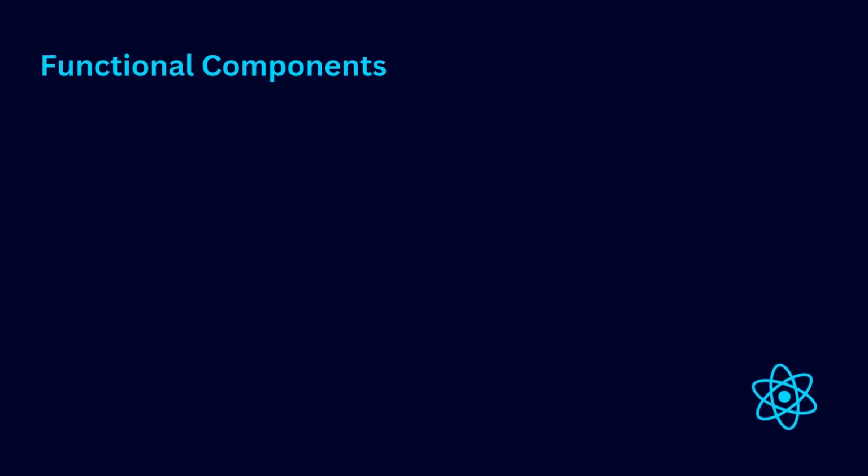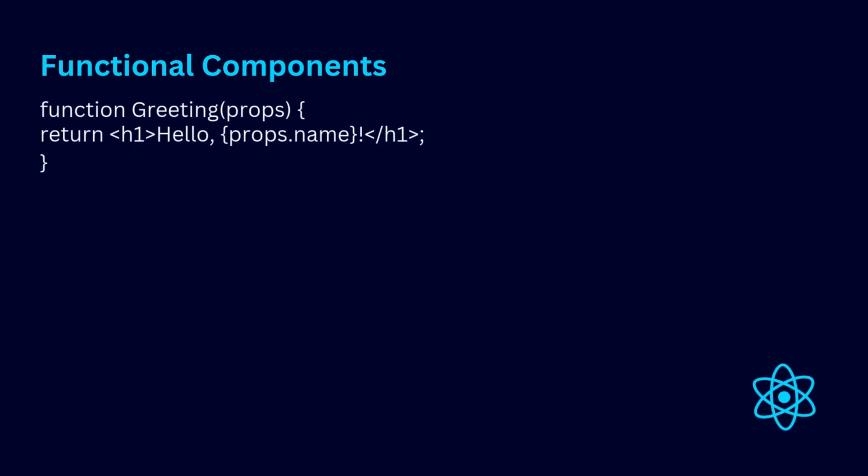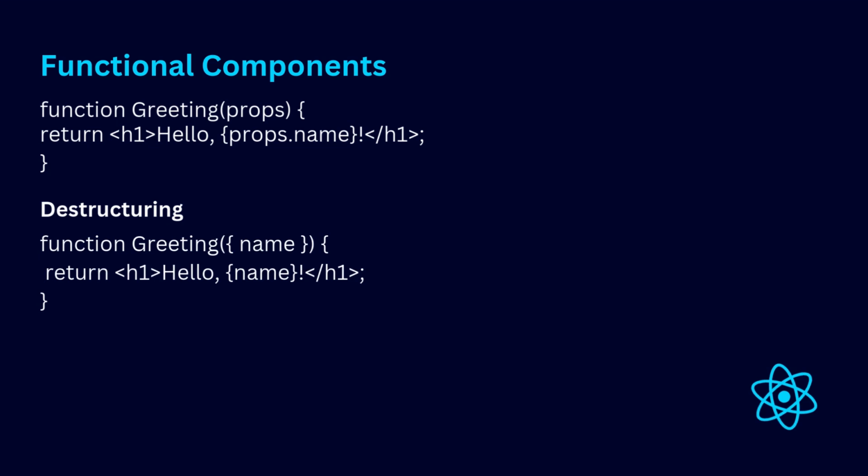First up, functional components. A functional component is just a regular JavaScript function that returns JSX. Here is an example: function Greeting(props) { return <h1>Hello, {props.name}</h1> }. You can also simplify it using destructuring: function Greeting({ name }) { return <h1>Hello, {name}</h1> }. Simple, right? These components are easy to write, easy to read, and perfect for most use cases.